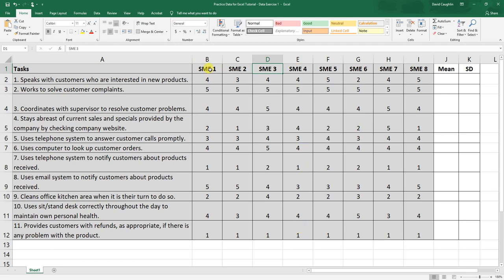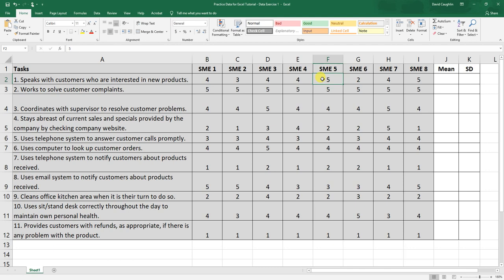Let's imagine that each one of them rated each of these tasks in terms of criticality, where the format goes from 1, which would be low criticality, to 5, which would be high criticality. For instance, subject matter expert 5 rated task 1 as 5, which would indicate that this person perceived this task to be highly critical for this job of the customer service representative.